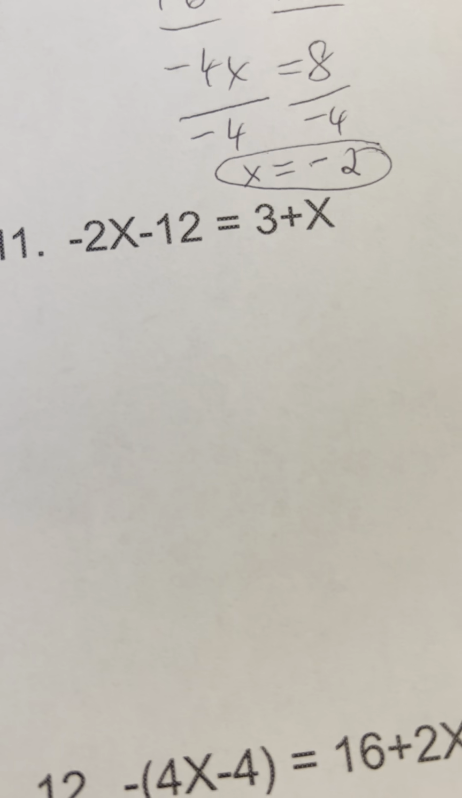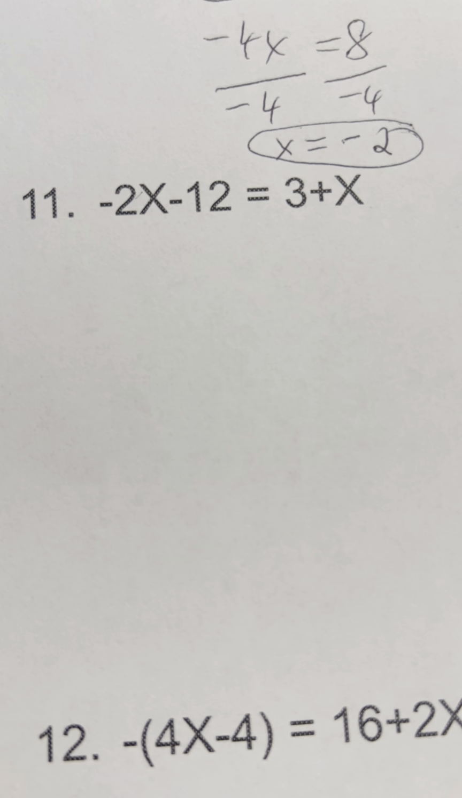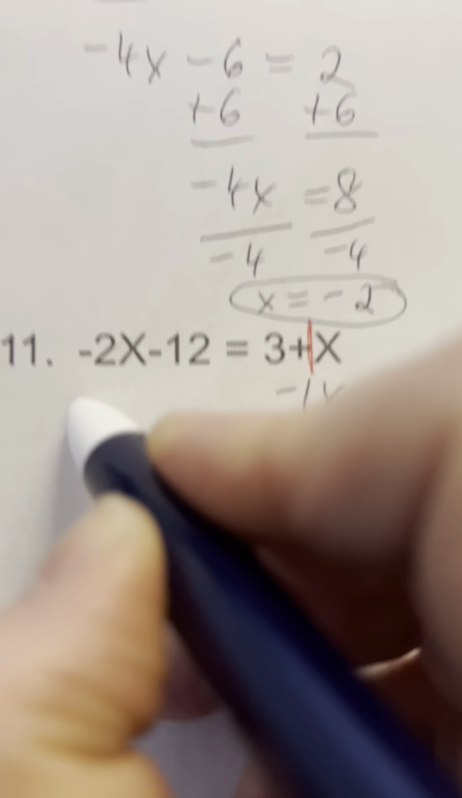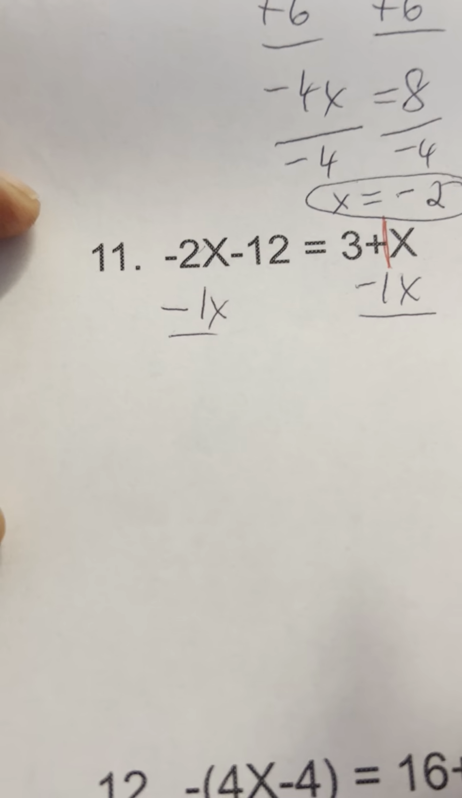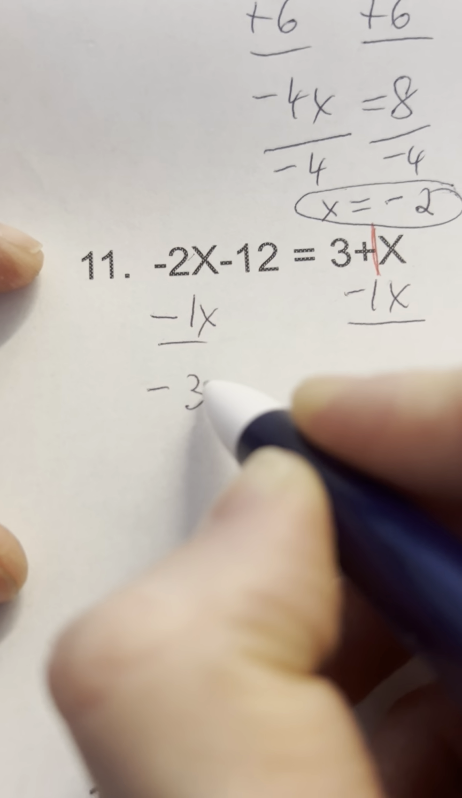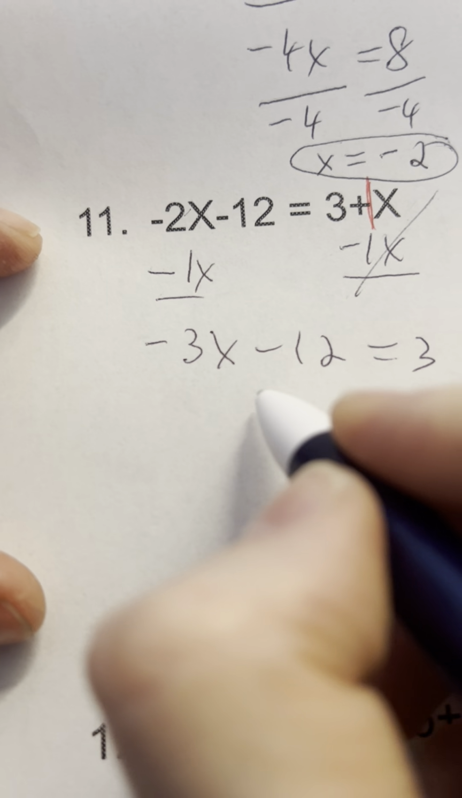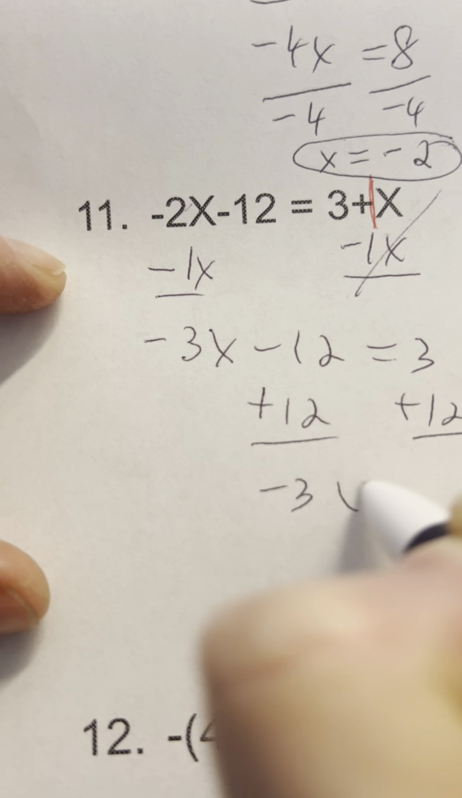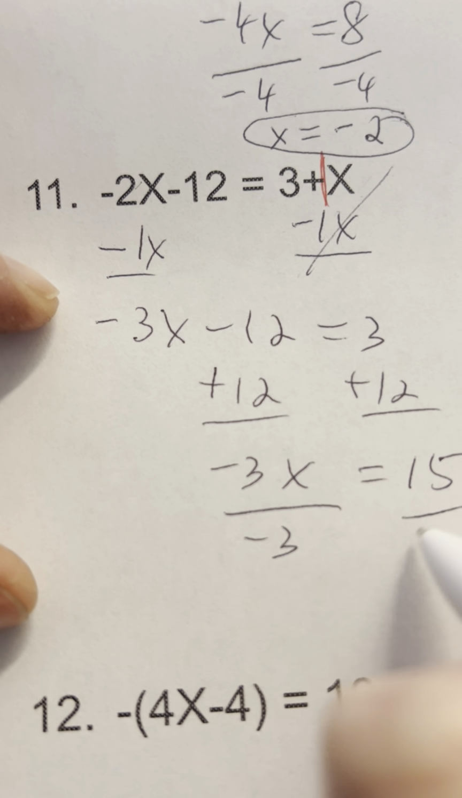All right, number 11. So we have 4 of these. Okay, I'll put 1 there. So minus 1x, minus 1x. So we're gonna have negative 3x minus 12 equals 3. That cancels. Opposite operation, plus 12. 15, and last step, divide by 3. Negative 3.